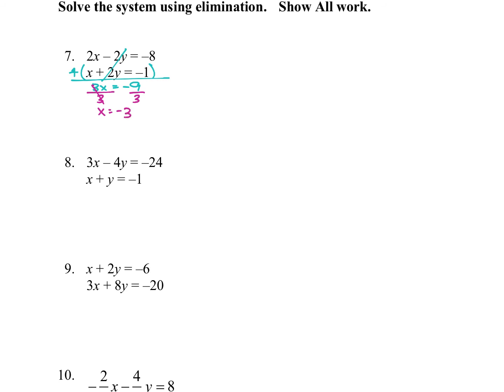So I'm going to use the bottom equation with x plus 2y is equal to negative 1, and plug in that negative 3 for x. So it's going to give us negative 3 plus 2y is equal to negative 1. We add the 3 over. We get 2y is equal to 2. And we divide each side by the 2 and get that y is 1. So if x is negative 3 and y is 1, our solution for this one is just negative 3, 1.